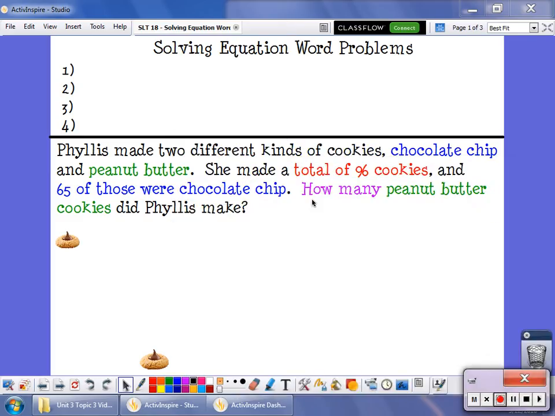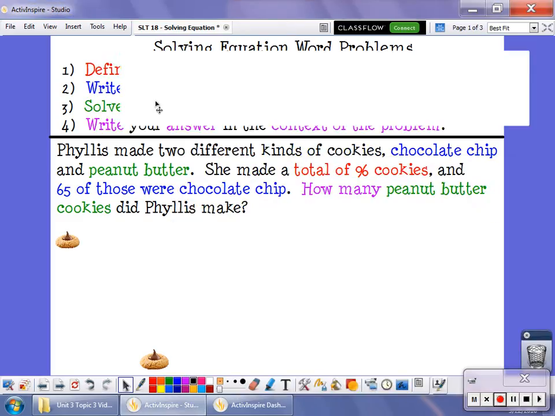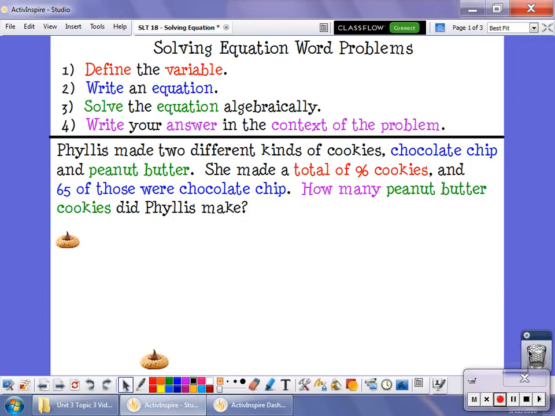There are 4 steps that you're going to use when you solve equation word problems. The first thing you need to do is define your variable. Then you're going to write an equation. You need to solve the equation algebraically, and then write your answer in the context of the problem.